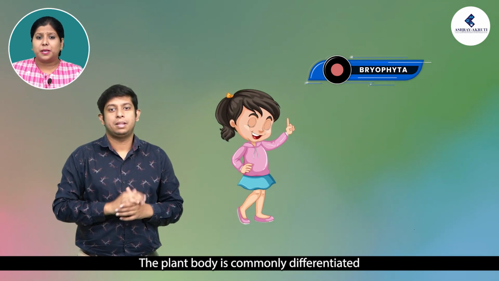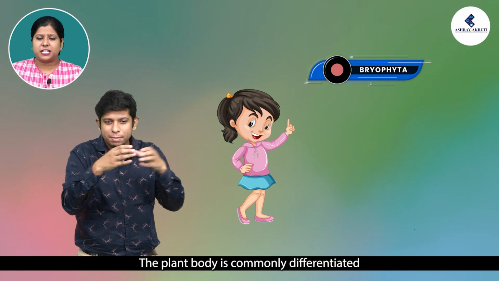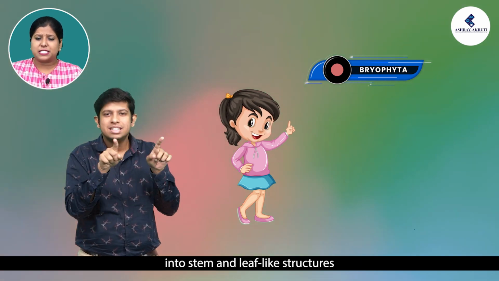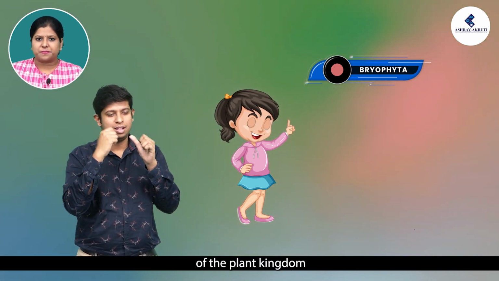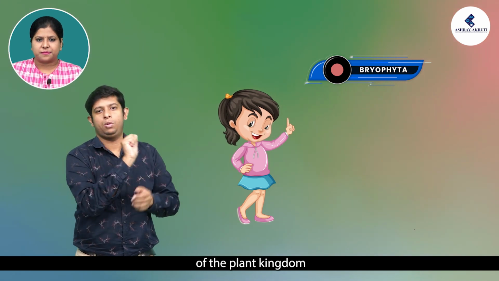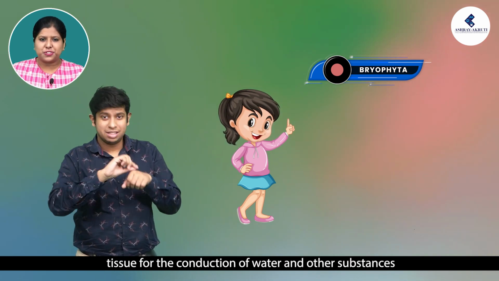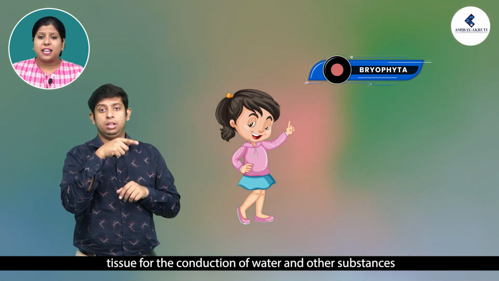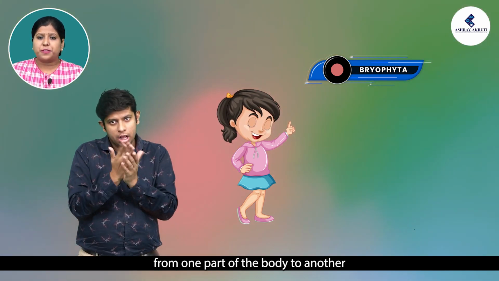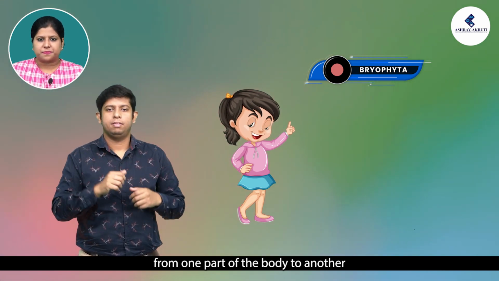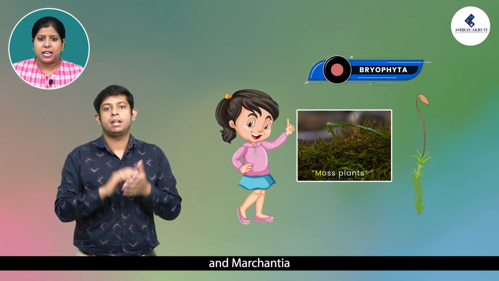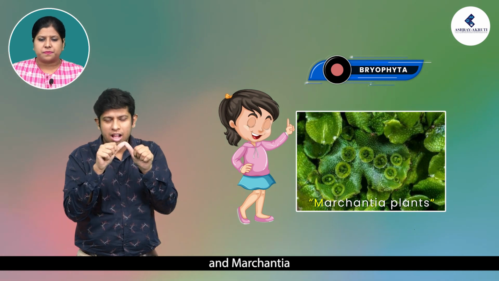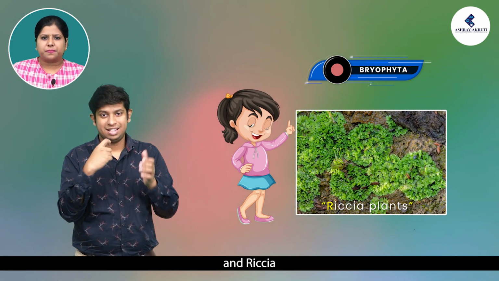Bryophyta. The plant body is commonly differentiated into stem and leaf-like structures. These are called amphibians of the plant kingdom. There is no specialized tissue for the conduction of water and other substances from one part of the body to another. Examples: moss, that is Funaria, and Marchantia and Riccia.